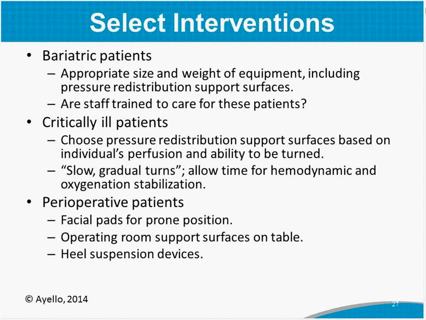For critically ill patients, we want to select pressure redistributing support surfaces that will enhance the patient's ability to have distribution of pressure, help with their perfusion and ability to be turned. And one of the problems with critical patients is people don't want to turn them because they're afraid that they're going to desat, that their perfusion isn't adequate, that the tubes are going to fall out. So NPIAP guidelines actually talk about slow, gradual turns, little mini shift turns, allowing time for hemodynamic and oxygen stabilization to occur in the new guideline.